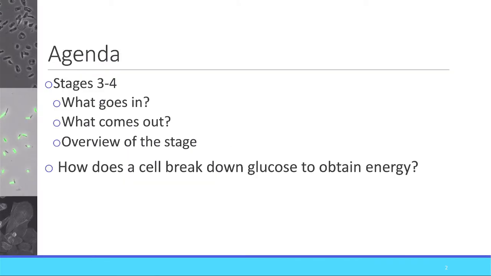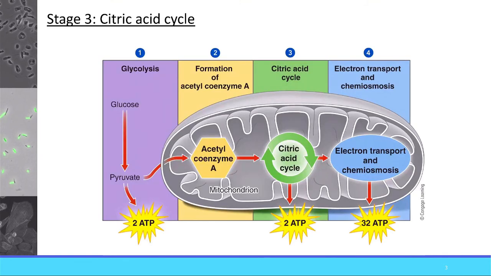So what we are going to do in this lecture is talk about stages 3 and 4 of aerobic respiration. We're going to give a general overview of the stage, and then we're going to talk about what goes in and what comes out. And again, all of this is part of our overarching goal of answering the question of how does a cell break down glucose to obtain energy?